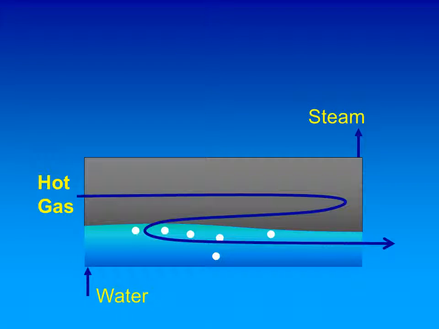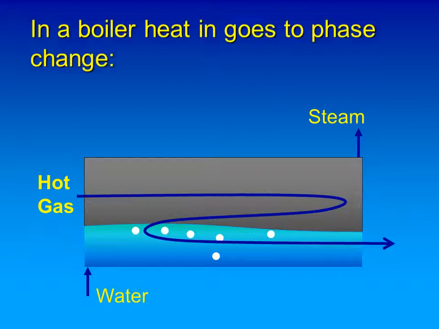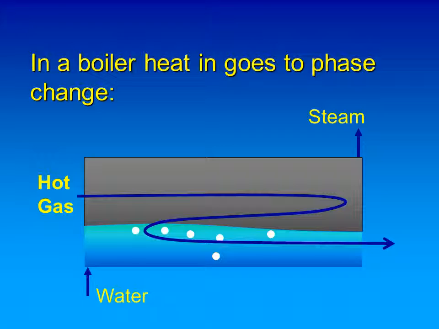Now let's look at a boiler. Suppose we want to make steam. The way we might do that is take a hot gas, hotter than steam, and run it through the steam, and as the gas cools, it'll exchange its heat into the water, and the water will start to boil. So in a boiler, we have a phase change.